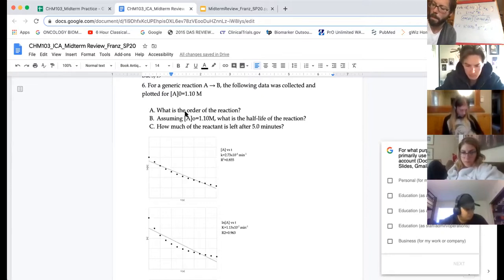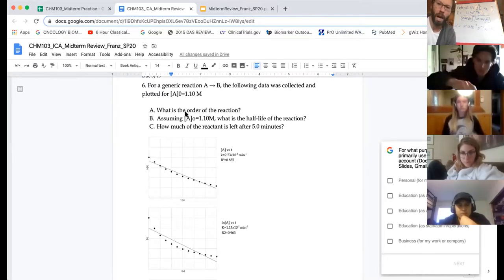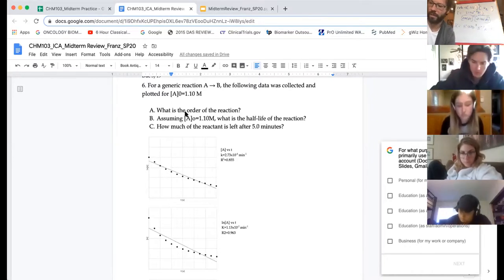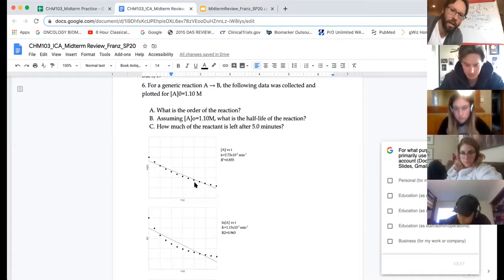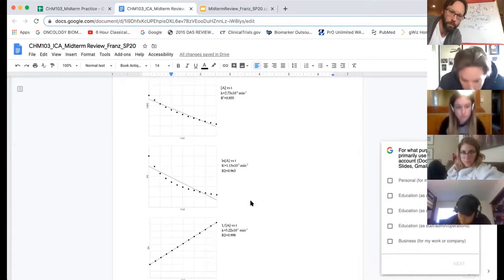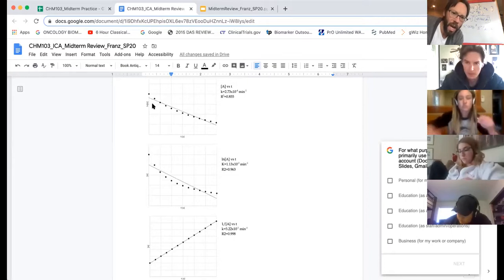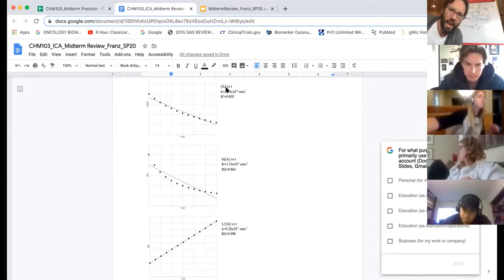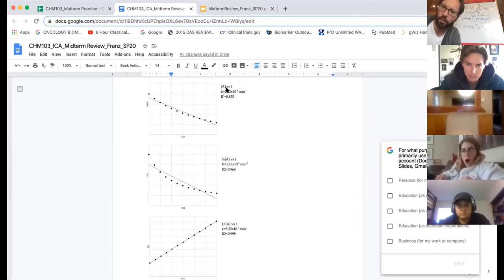Okay, so here they say, what is the order of the reaction? And then they give us a concentration. I want to know what the half-life is, and then how much of the reactant is left after 5 minutes. Well, let's look at these. Here, we're plotting concentration of A versus time. So do you guys know, is that a zero, first, or second order?